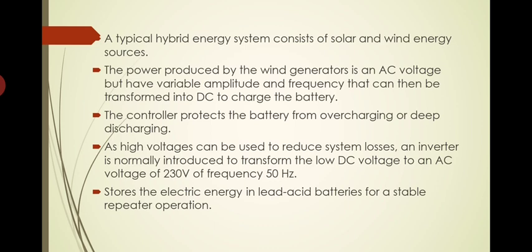So that's why controllers are used to prevent overcharging of the battery, and there should not be any discharging during the night time. As high voltage can be used to reduce the system loss, an inverter is normally introduced to transform the low voltage DC to AC. So inverters are used to convert the DC into AC before supplying to household purposes or stakeholders.